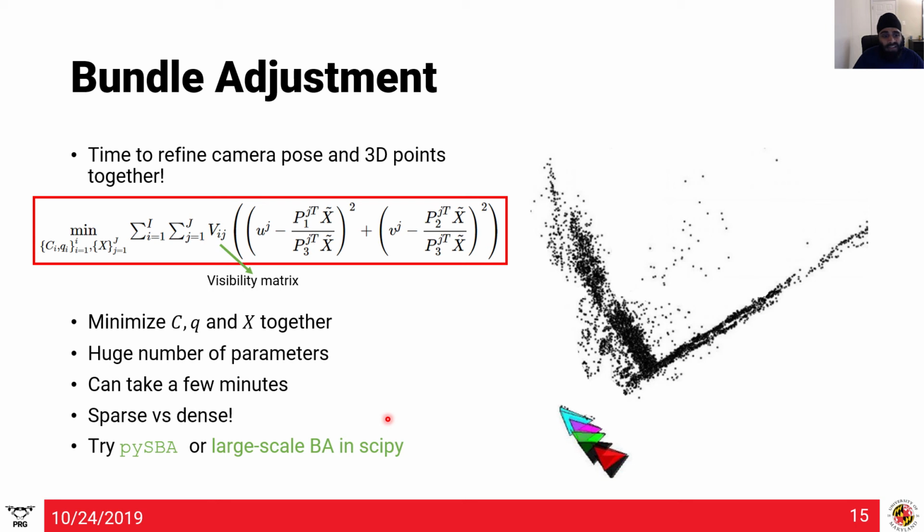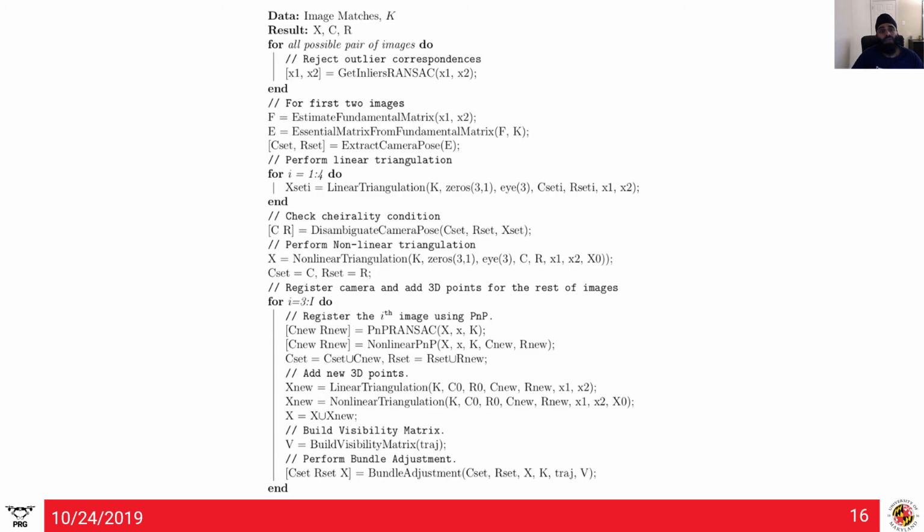So in Python, you can try PySBA, or there's a thing called large scale BA in SciPy. You can try these two. You don't have to write your own bundle adjustment if you want to implement this. That's fine, because this is a big optimizer. Okay. So this is the overview of how bundle adjustment works, right?